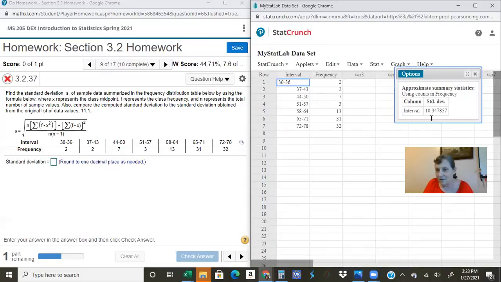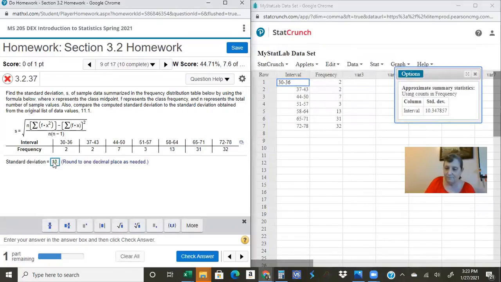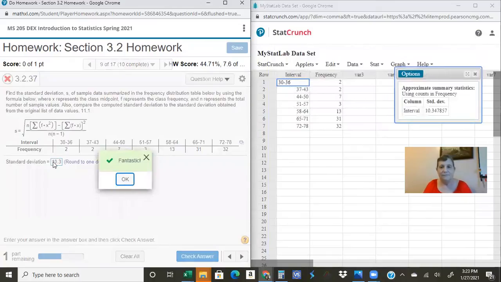This says that the standard deviation is 10.3478, go to 1 decimal place, so 10.3. Boom. That's all you need to do.